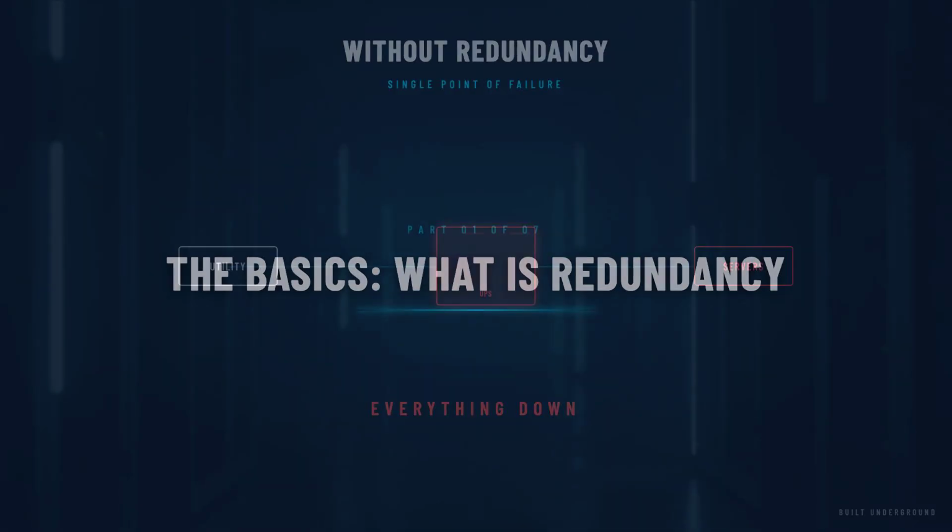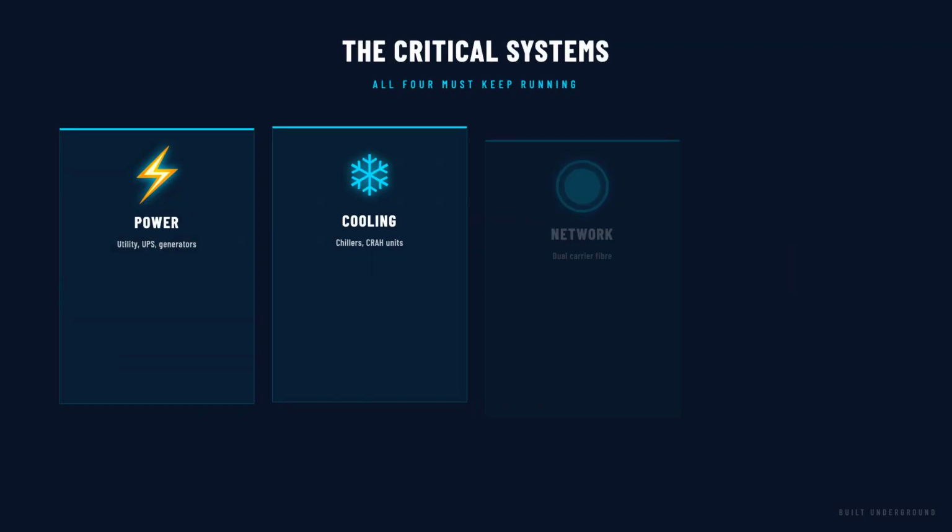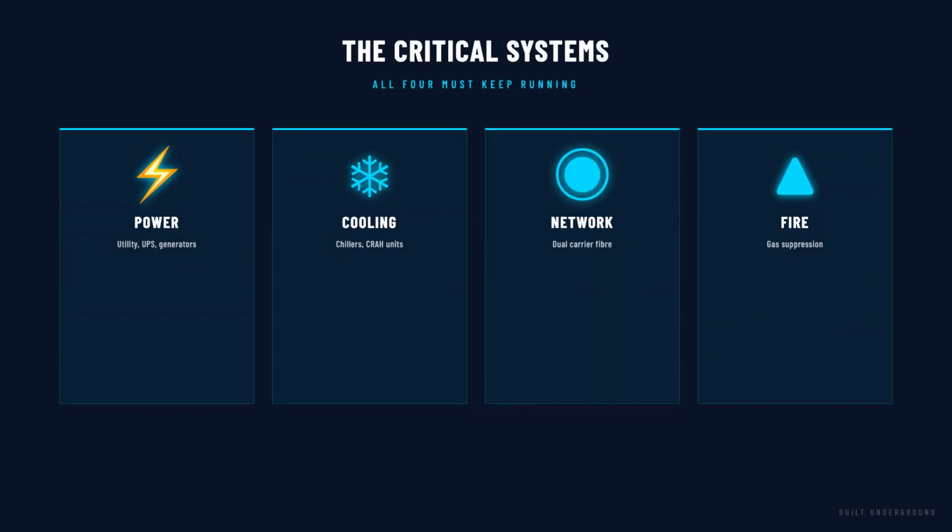At its simplest, redundancy means having more capacity than you need so that if a component fails, the remaining components can carry the full load without interruption. In a data center, the critical systems that require redundancy are power supply, cooling, network connectivity, and fire suppression. If any one of these fails completely, the servers go down. The question is not whether to have redundancy. Every serious data center has it. The question is how much.